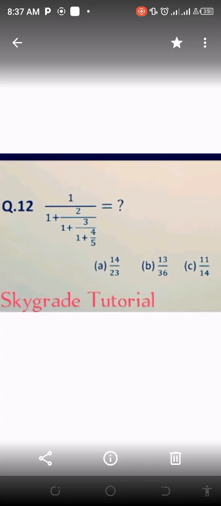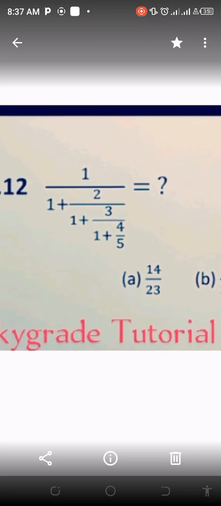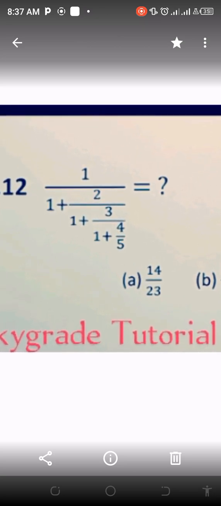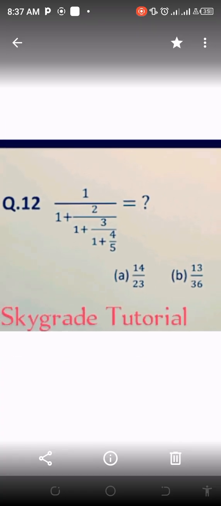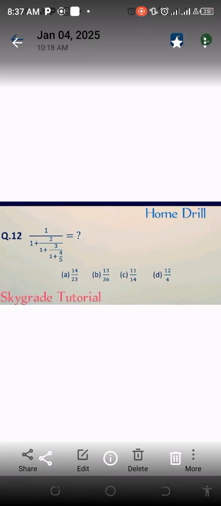Then your second home drill is this. Look at the fraction. Evaluate 1 over 1 plus 2 over 3 over 1 plus 3 over 1 whole number 4 over 5. Use it as practice, to know whether you understand or you do not understand this tutorial on ladder fraction.